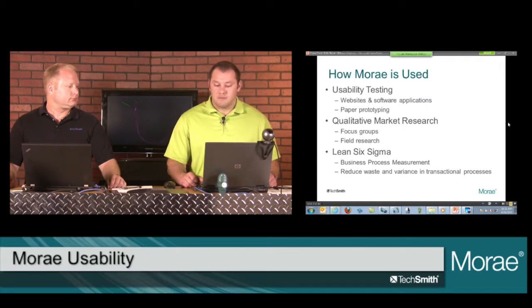And then Lean Six Sigma, picture a call center. This is all about measuring business processes and how efficient and effective things are from the time they enter into queue to the time they're resolved. So, like I said, we'll be focusing on usability testing, but these are the three, I would say, primary areas that morae can be used for.